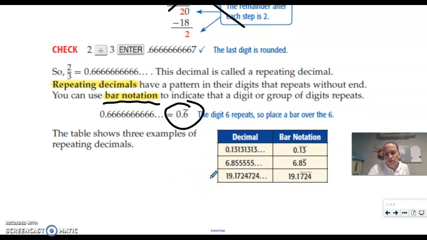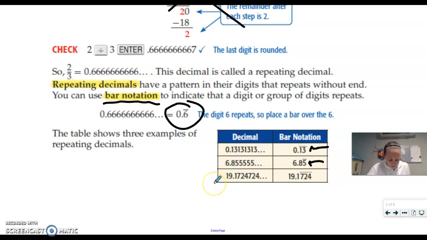In these examples, if 13 is what's repeating, I really only need to write 13 once, but make sure I put the bar over 13, not just the 1, not just the 3, over the whole 13. In the second one, there's an 8 and then a 5 repeating, so notice they only have the bar over the 5 because that's the part that repeats. And in the last one, what's repeating is 7, 2, 4, so the bar is over top of the 7, 2, 4. That's what I mean when it says use bar notation to show a repeating decimal. It means you're showing which part of the decimal repeats by putting the bar over top.